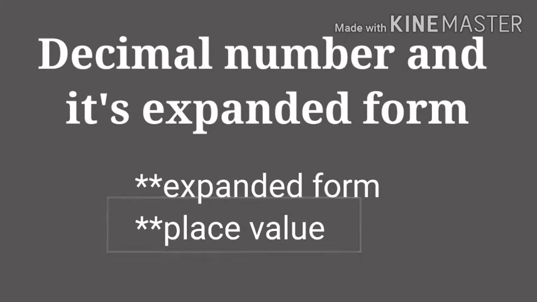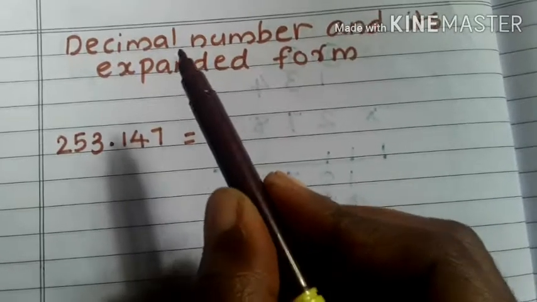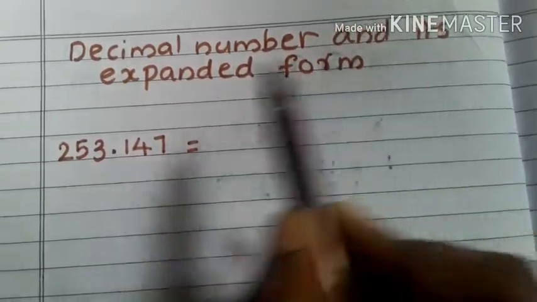Next one is place value. How to find out place value? Place value of a number is the product of the number and their corresponding places. Decimal number and its expanded form.